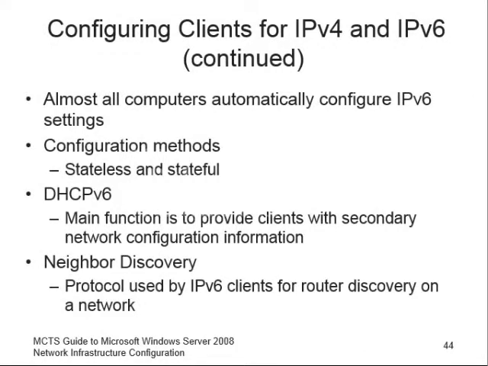Neighbor discovery, or ND for short, is a protocol used by IPv6 clients for router discovery on the network. ND in IPv6 replaces the Address Resolution Protocol in IPv4. Besides router discovery, the ND protocol performs the following tasks: prefix discovery, address auto configuration, address resolution, next hop determination, neighbor unreachability detection, DAD, and redirect.